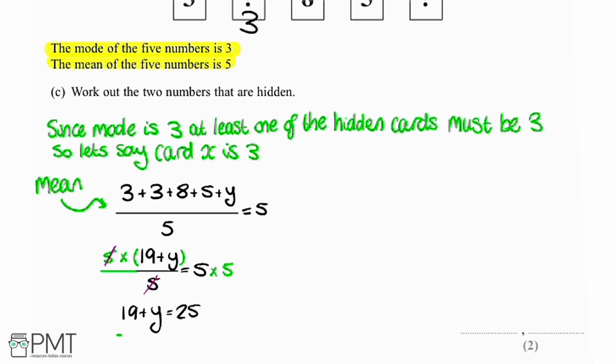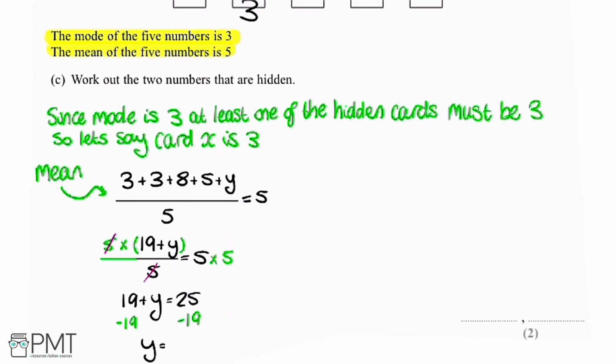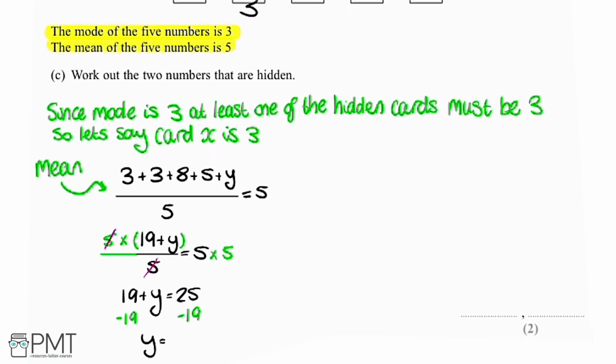Lastly, if I subtract 19 from both sides, y is 25 minus 19, which is 6. So our final answer is the two hidden numbers. We've got a 3 and a 6. And we have 1 mark for our working and 1 mark for the correct answer of 3 and 6.